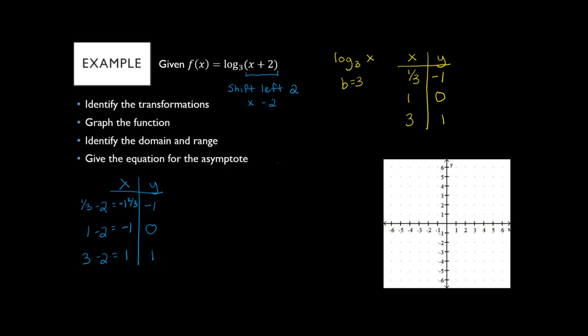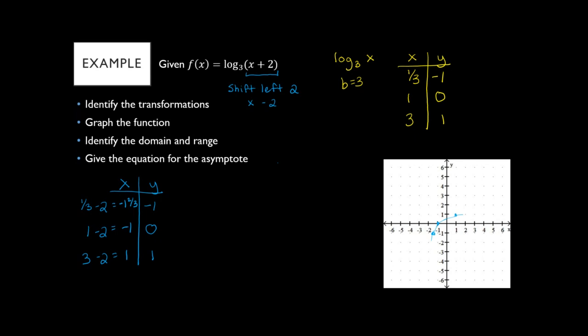These are the ordered pairs that we're going to graph because we now just moved everything left 2. So I'm going to have to estimate on my graph -1 and 2/3, and then the y value is -1. So I'm just going to eyeball where that is. Then I have -1, 0. And then I have 3 minus 2, which is 1, so I have 1, 1. So I know that I'm going to be connecting those 3 points together, but I need to know where my vertical asymptote is.